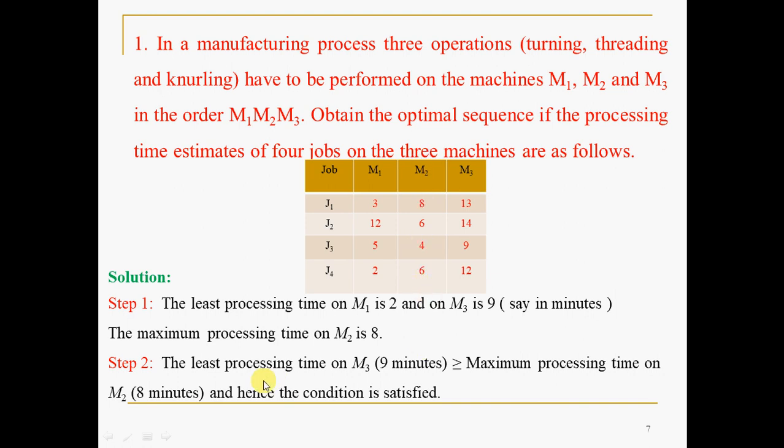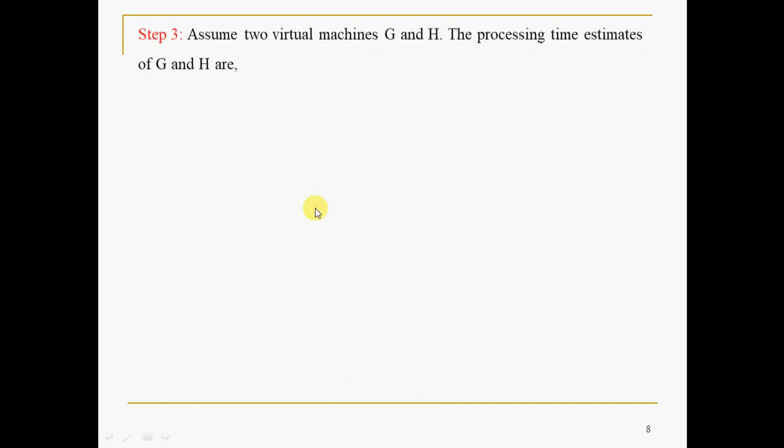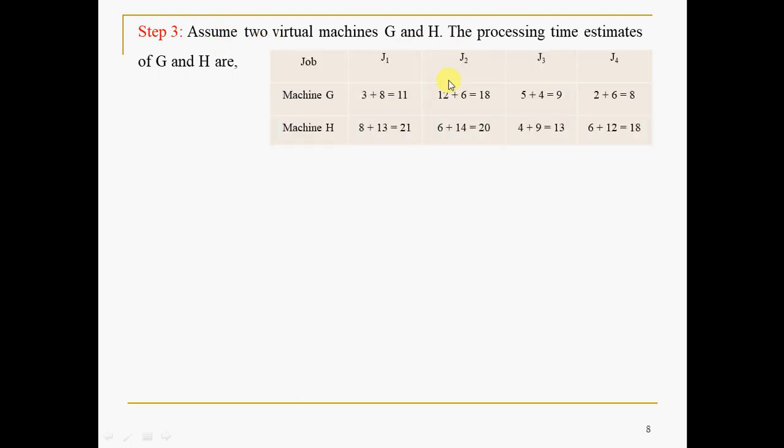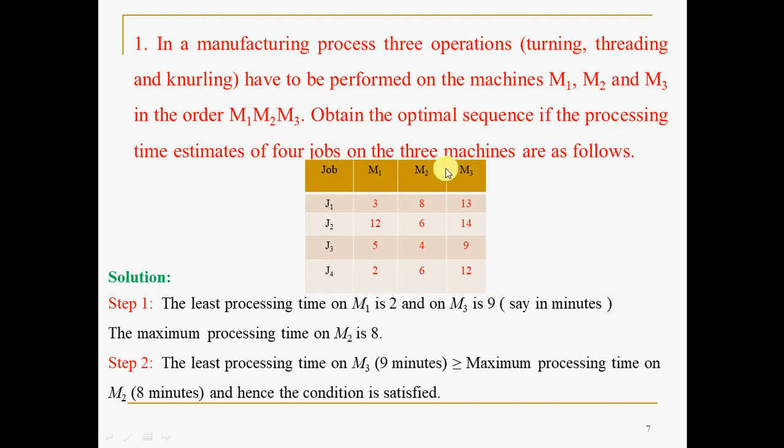So in this case, what is happening? The least processing time of M3 happens to be greater than or equal to the maximum processing time of M2, that is 8 minutes, and hence the condition is satisfied. Once the condition is satisfied, we assume 2 virtual machines G and H, and the processing times are like this. For G, you take the original table: 3 plus 8, 12 plus 6, 5 plus 4, 2 plus 6. H means these two, as we discussed in the procedure.